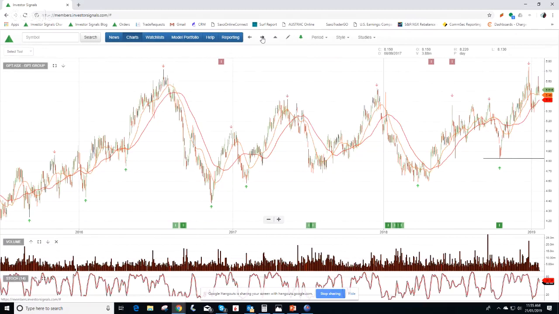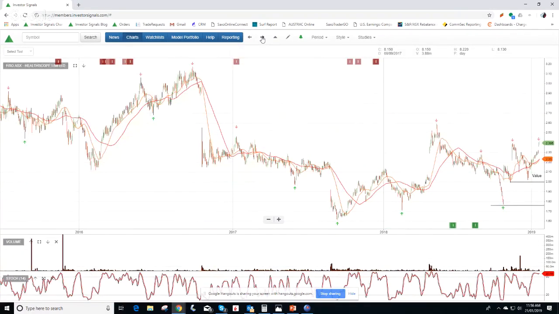GPT, pretty close to full value here. GPT will grow earnings around 5%, just under 5% dividend yield. Owning it here and selling covered calls, don't see it doing too much more to the upside.